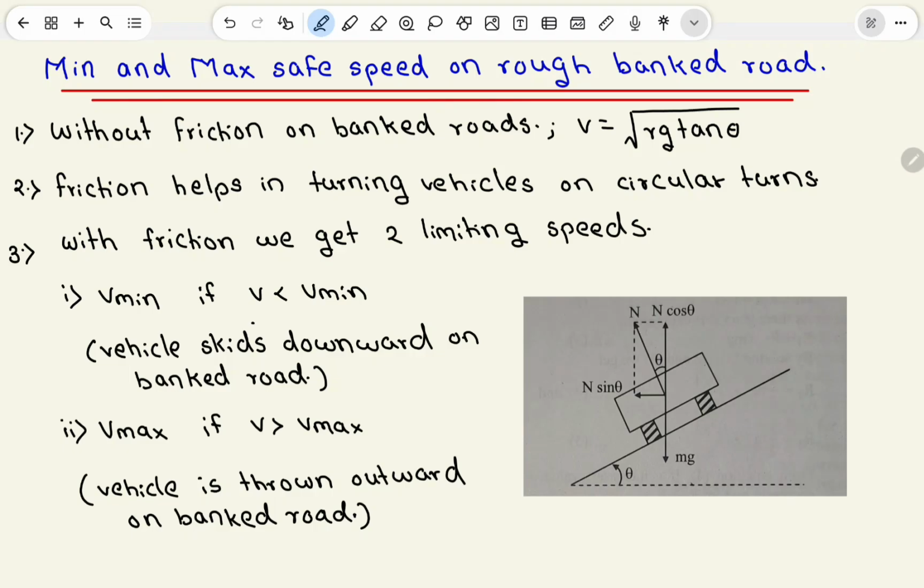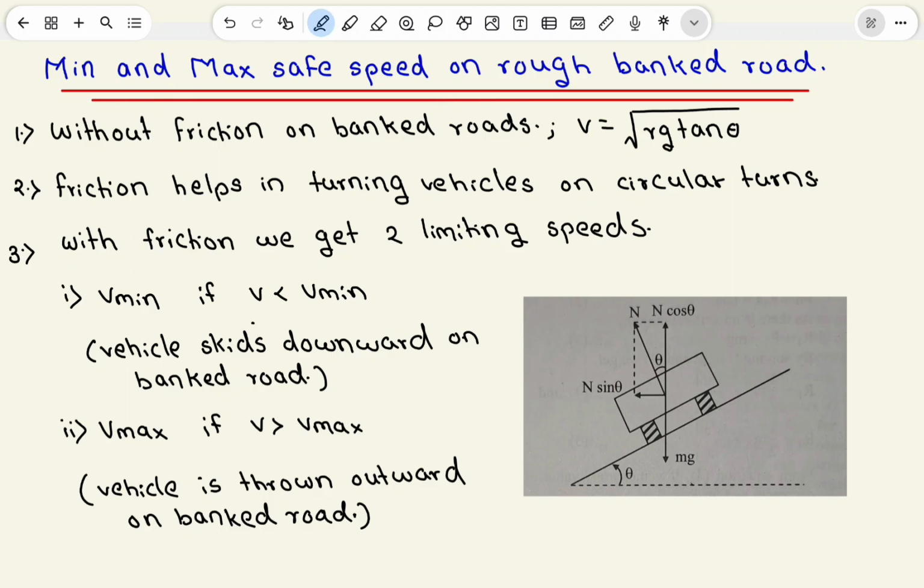The topic that we are going to cover today is the minimum and maximum speed with which a vehicle can move on a rough banked road. In the last lecture, we derived the formula for the angle of banking, tan theta is equal to v square by rg. When we derived that formula, we did not consider friction, but here we are going to consider friction.